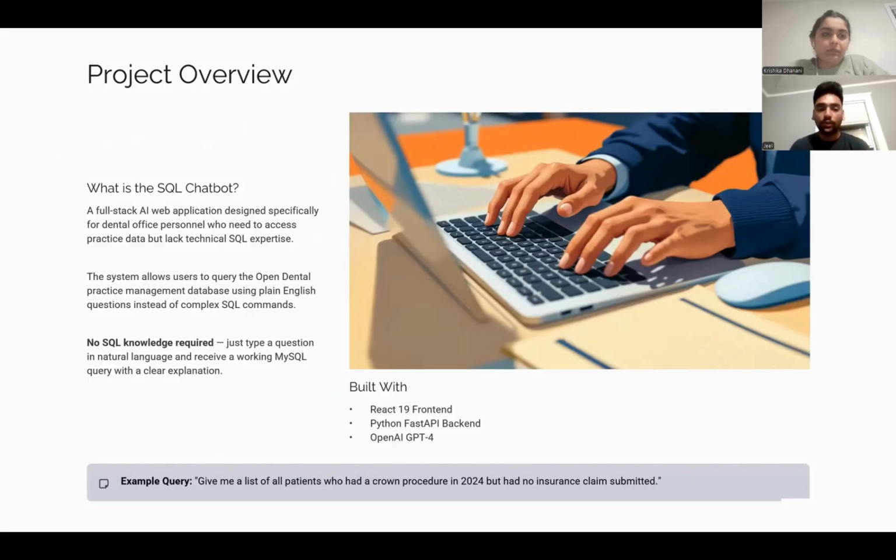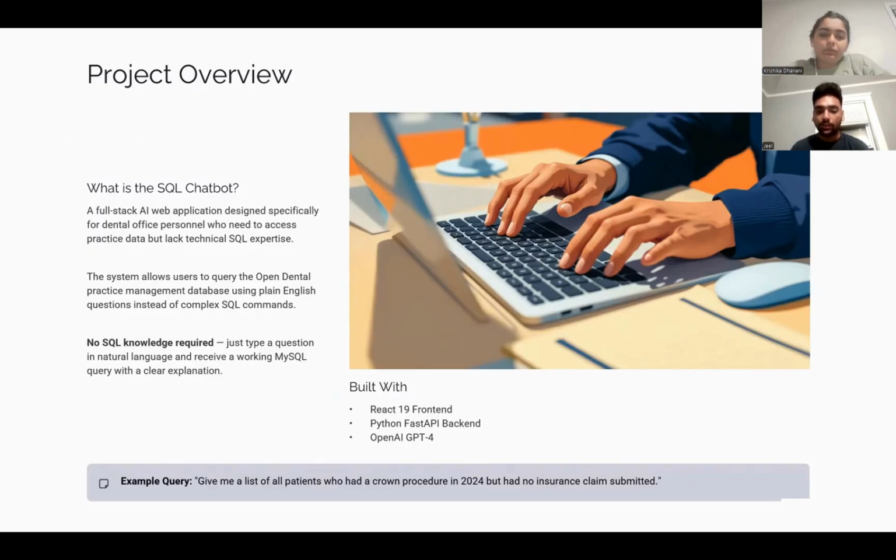The project overview. What is the SQL Chatbot? A full stack AI web application designed specifically for dental office personnel who need to access practice data but lack technical SQL expertise. The system allows users to query the Open Dental practice management database using English questions instead of complex SQL commands. You don't need SQL knowledge for using this application.